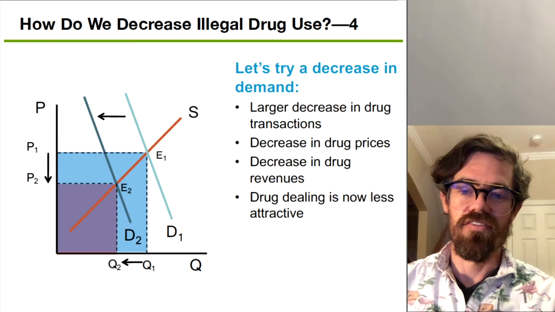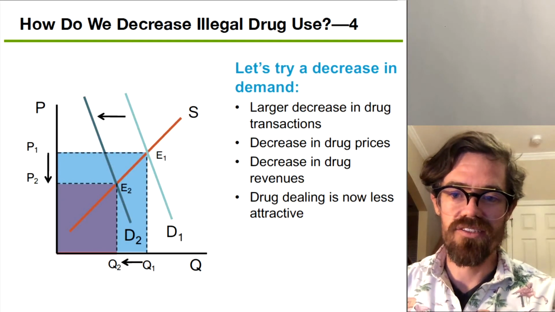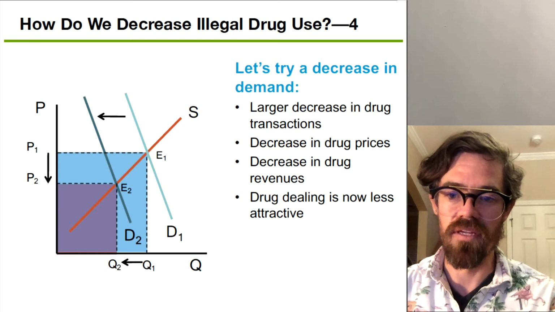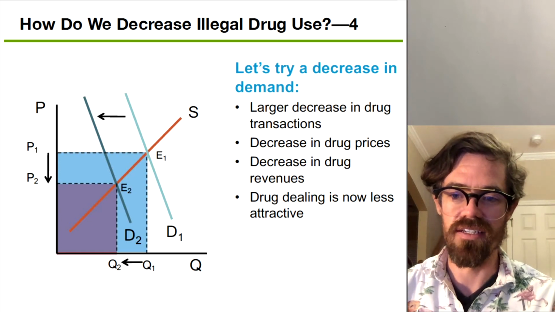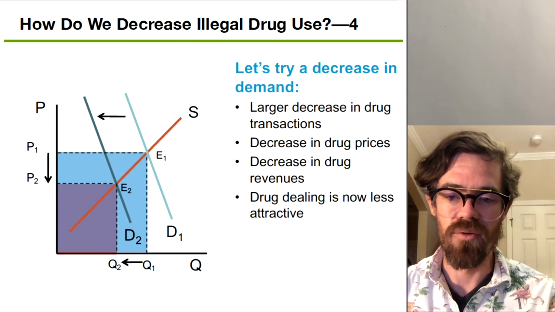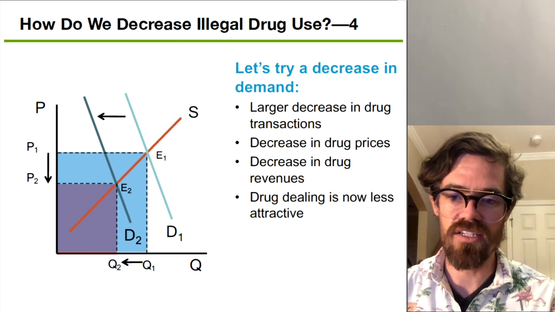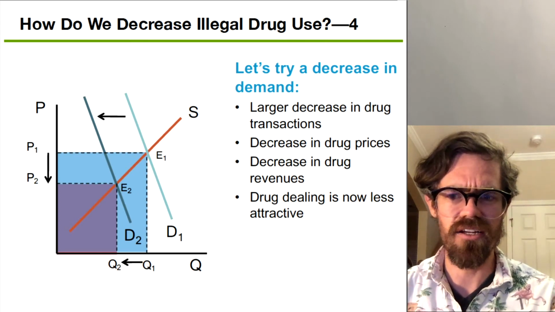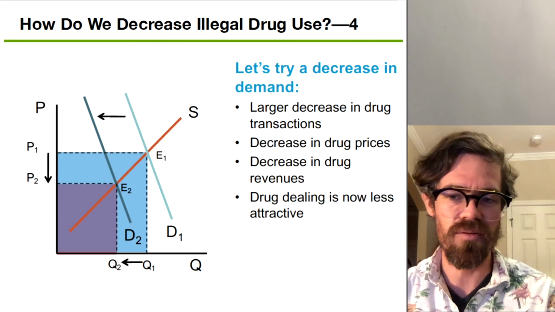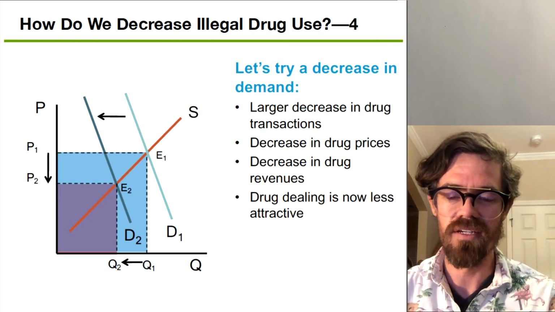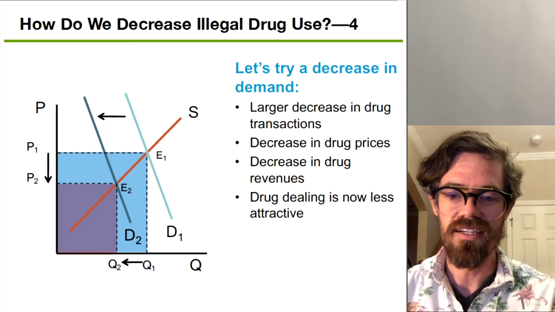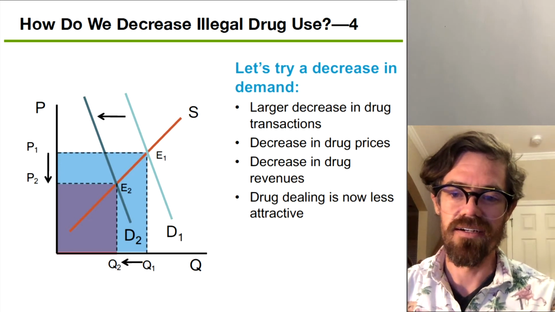Now, if instead we targeted demand, tried to decrease demand, we would actually achieve both of our goals. There would be a large decrease in the number of drugs transacted in the market. There would be a large decrease in the prices of drugs, which at first seems counterintuitive, right? Oh, well, we don't want these drugs to be cheaper because that means more people would use them. Well, the decrease in price is coming from the decrease in demand, right? So actually, that's not the case.